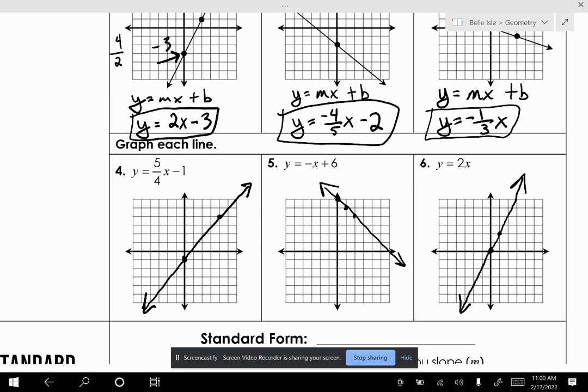Different definitions, I guess. So, the negative x, just make sure that when you're counting your slope, if it's negative 1 over 1, you don't do negative 1 over negative 1, because that will make your slope positive. On 6, you only have y equals 2x. That means your y-intercept is what? 0. So it should go through the origin, and you're going up 2 over 1, up 2 over 1, up 2 over 1. Okay? Any questions on slope-intercept form?